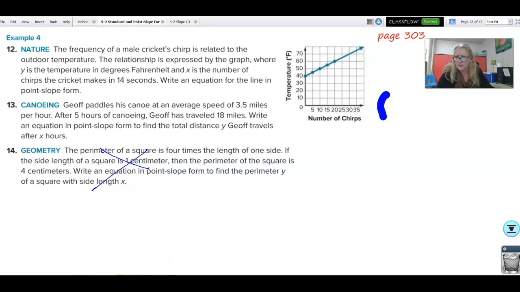All right, let me pause this real quick. I'll figure it out. Okay, I hit something weird, but I fixed it.